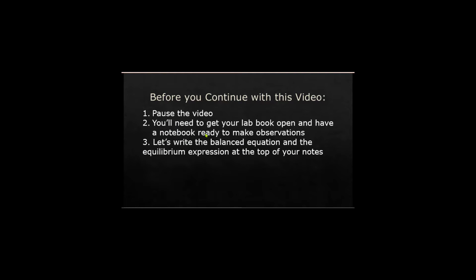But before you continue with this video, you've got to be ready for this. Pause the video, not right now, but pause it once I'm done with these three comments. Go get your lab book, get it open to the page. We're going to start with procedure A, so the actual lab procedure starts on part A, Lab 5, page 6. So get your book open, have your notebook ready to make observations, and then before we even start, let's write a balanced equation and the equilibrium expression and put it at the top of your notes or in the column of your lab book. So you can always refer to this, so you'll be thinking, oh, here's what I'm stressing in that balanced equation.